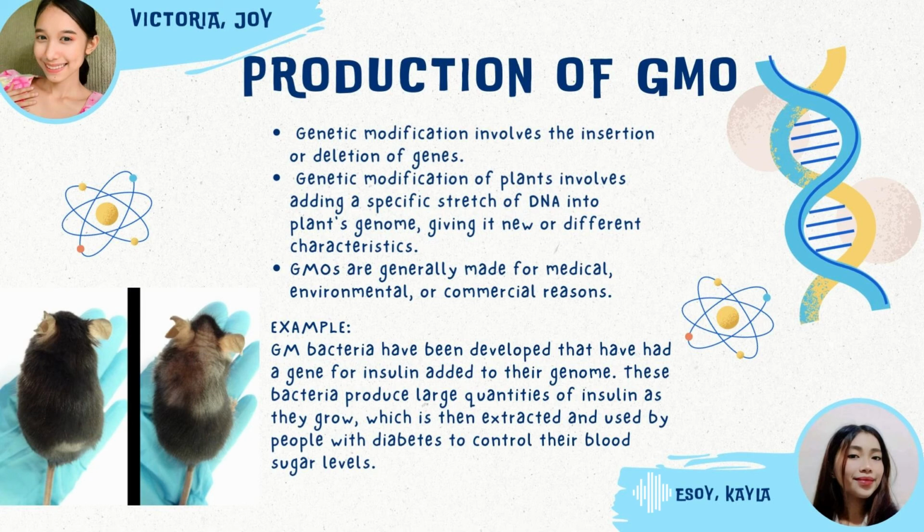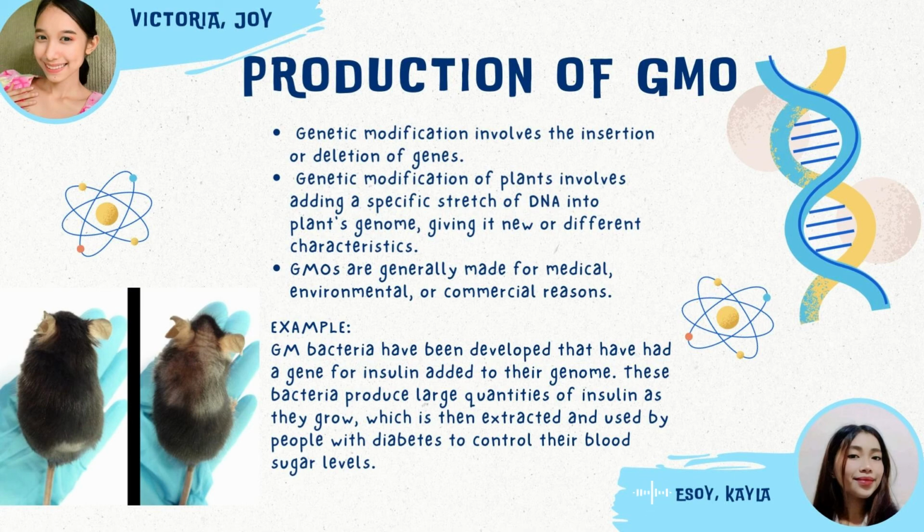Genetic modification of plants involves adding a specific stretch of DNA into the plant's genome, giving it new or different characteristics. This could include changing the way the plant grows or making it resistant to a particular disease. The new DNA becomes part of the GM plant's, or genetic modification plant's, genome, which the seeds produced by these plants will contain.